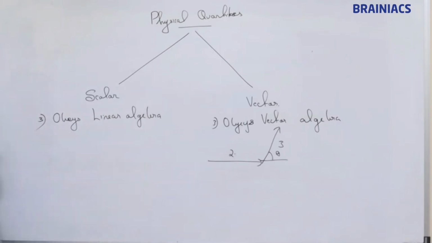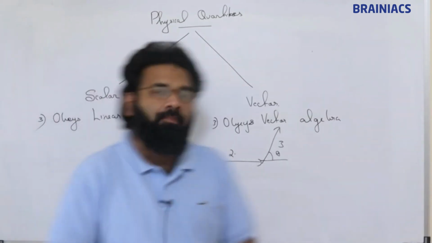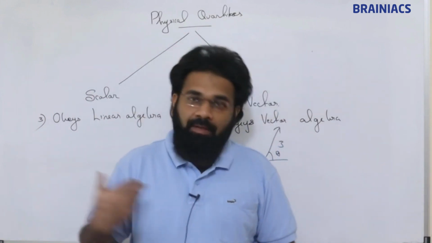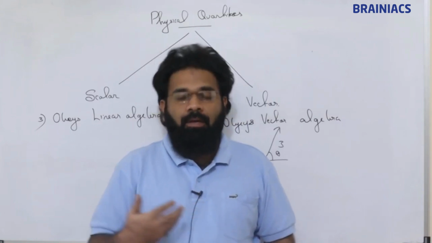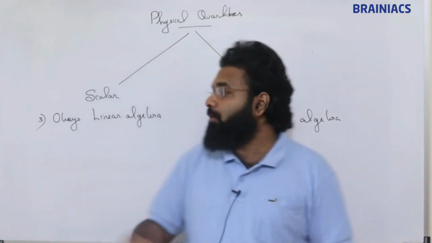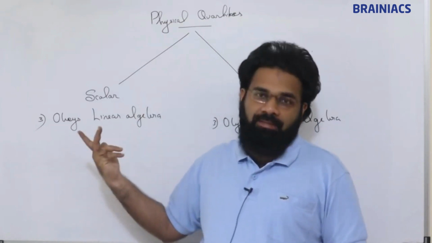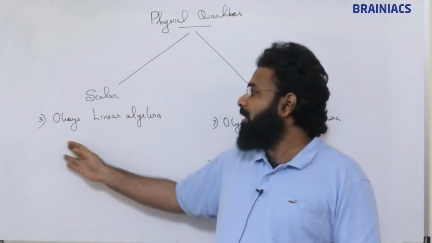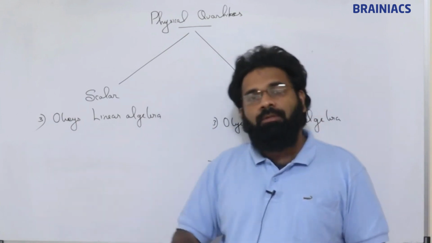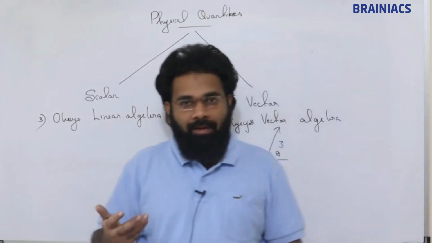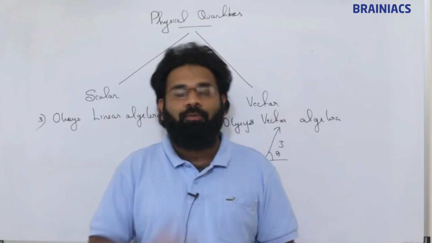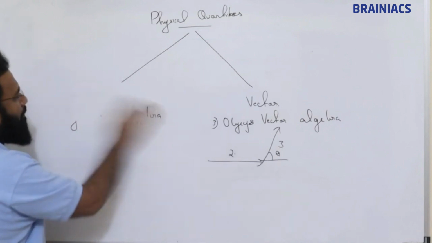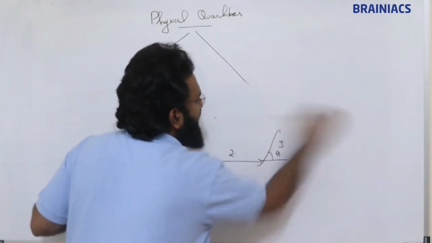Certain physical quantities appear like they will have a direction, but we will be able to solve them using linear algebra itself. So they also can be considered like a scalar. Certain things we may feel have no direction, but they may have direction. We will have to consider them as vector. So what do you think about current?